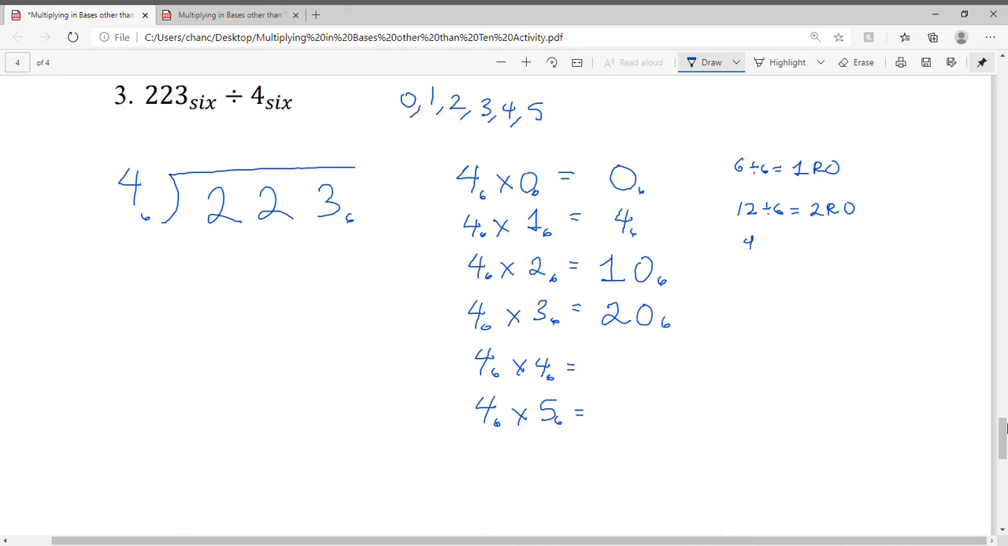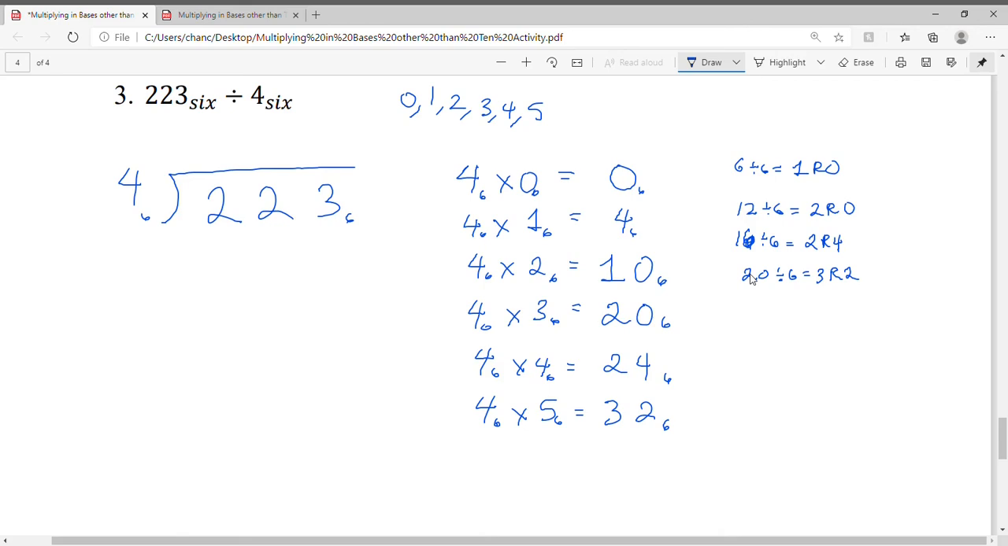4 times 4 is 16. 16 does not exist. 16 divided by 6 is 2 remainder 4. So that's 2, 4, base 6. 4 times 5, that's 20. 20 does not exist. So we'll divide that by 6. That's 3 remainder 2. Or 3, 2, base 6. Now we got all of the scratch work out of the way. We can do the problem.